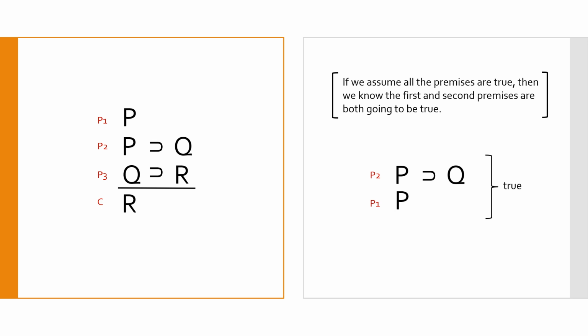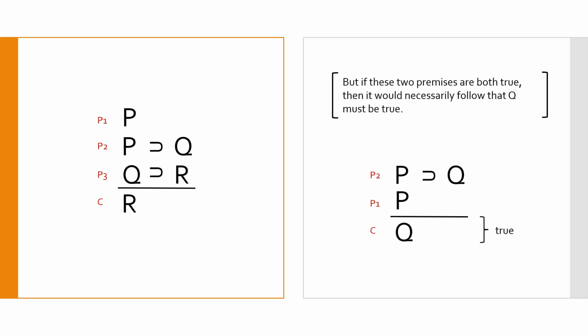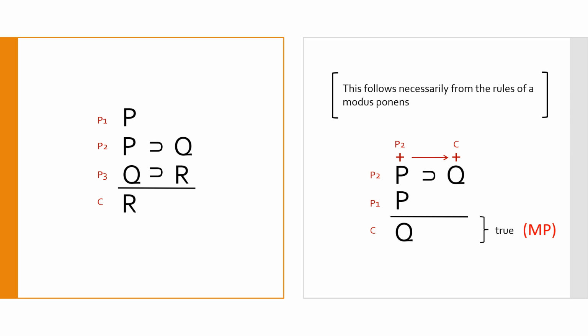Now, if we assume that all of the premises in the original argument are in fact true, then we know with certainty that the first and second premises must be true as well. So we know that the claim, if P then Q, has to be true, and we know that the statement P must be true. But of course, if these 2 premises are in fact true, then it would also necessarily follow that Q has to be true. We can infer this, and we can infer this necessarily. Why? Well, because it follows necessarily from the rules of modus ponens.